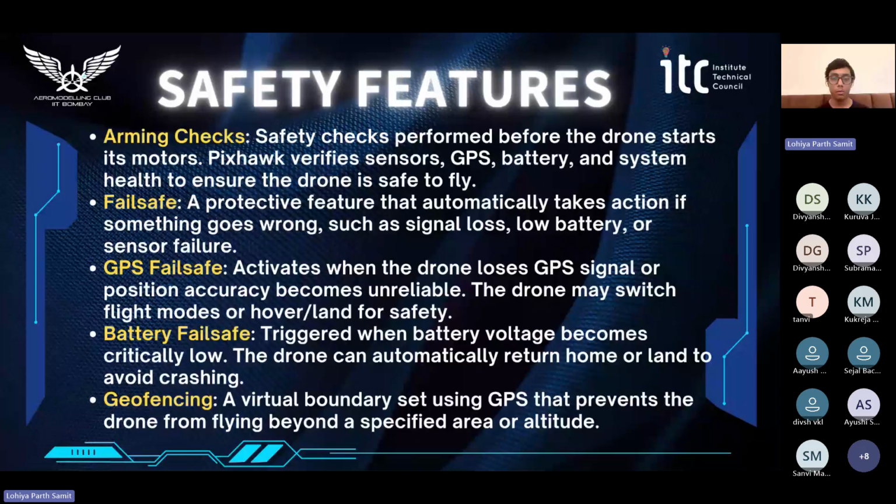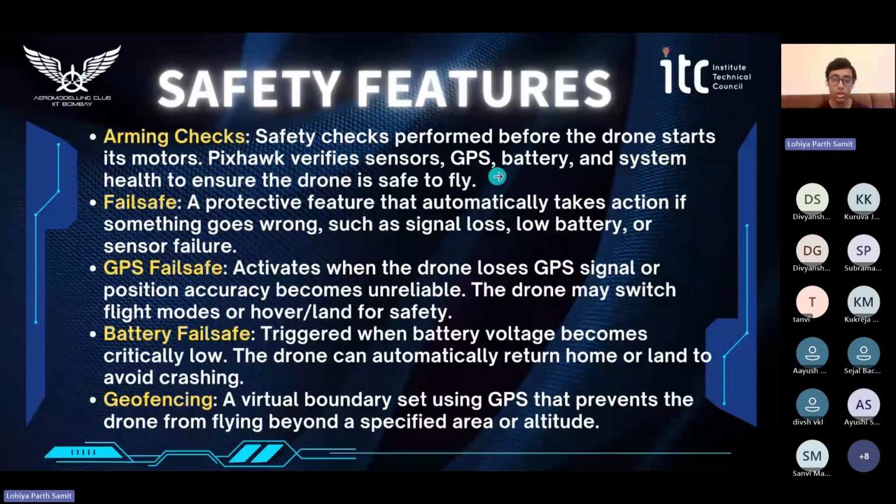So we need to keep our safety features in check. Some of them are listed over here. We'll go through them one by one. The first one is the arming check. That is performed before the drone starts its motors, and it verifies the sensors, GPS, battery, and system health to ensure that the drone is safe to fly.